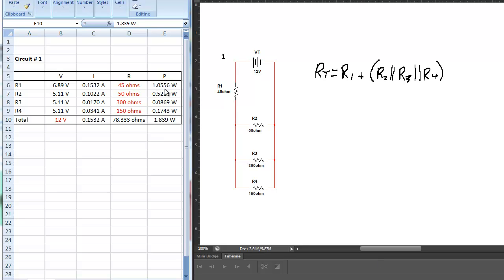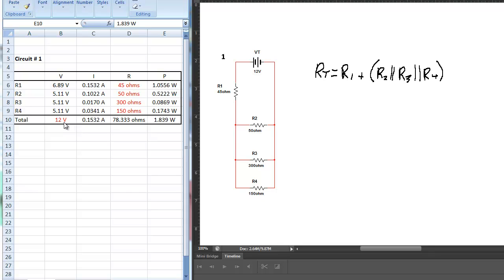Okay, so P1 is simply V1 times I1, P2, P3, P4, and if you sum these for power, remember energy consumed is energy consumed. There's no perpetual motion machine, so it's always a sum. If you've consumed power, then you've consumed power. It doesn't matter in what configuration any circuit is. So if you sum these, it comes to 1.839 watts. Remember to put your units in.